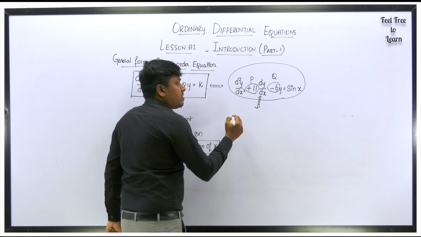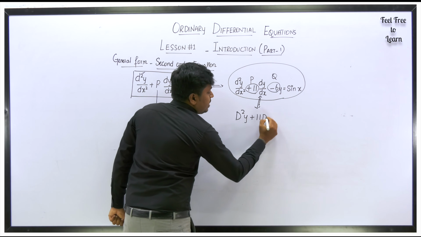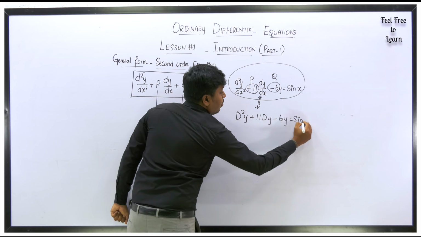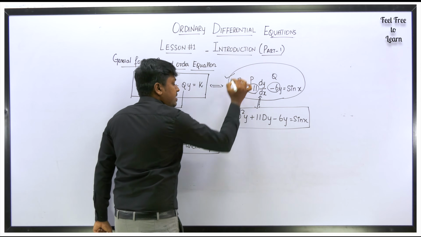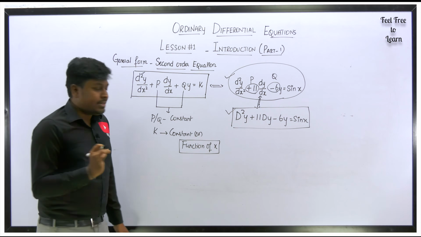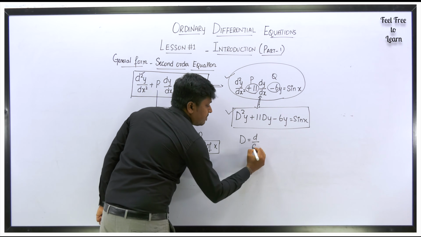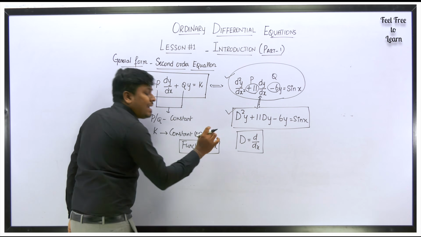Second, the same question can also be expressed in this way. You should not get confused by seeing this question. D square y plus 11 into capital D y minus 6y is equal to sin x. Both equations are the same. This equation and this equation both are the same. The only difference here is that the capital D denotes d by dx. So instead of d by dx, they will denote it by a capital D.